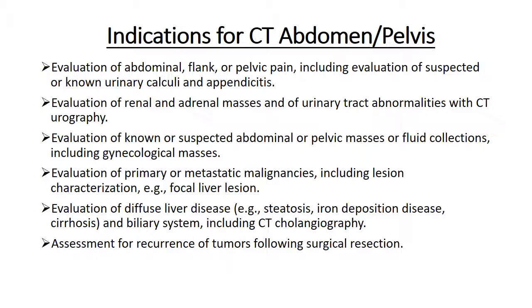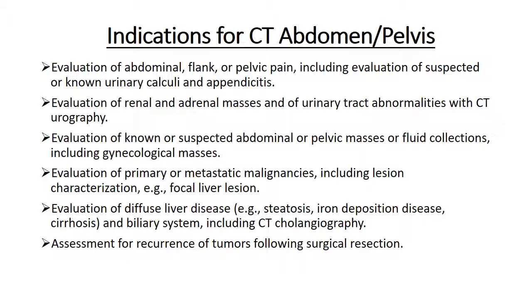CT scan is very, very good at being able to pick up cancer in forms of lesions, tumors, and can help differentiate those as well. Evaluation of diffuse liver disease such as steatosis, iron deposition disease, cirrhosis, as well as the biliary system, including the CT cholangiography. So you can see on CT the ductal system very good, coming from the liver, the gallbladder, and on down to the duodenum.